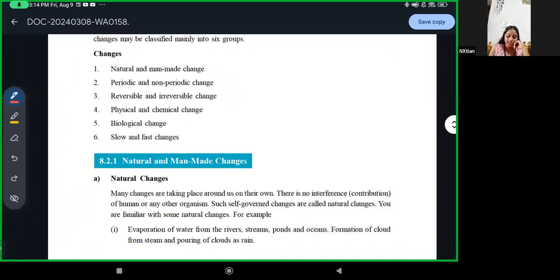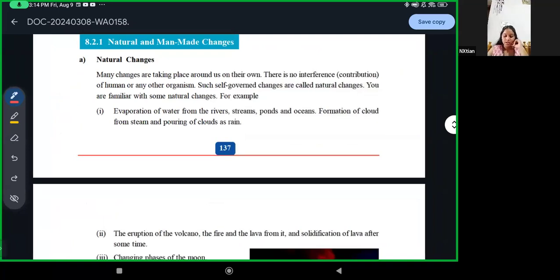First is natural and man-made changes. Natural changes are those which take place on their own. We humans do not have to initiate them for that change to happen; it changes automatically. Like the trees: in spring, a tree will bloom, it will give flowers, etc.